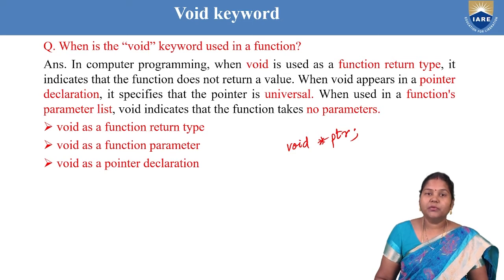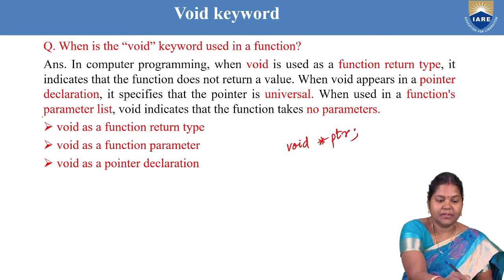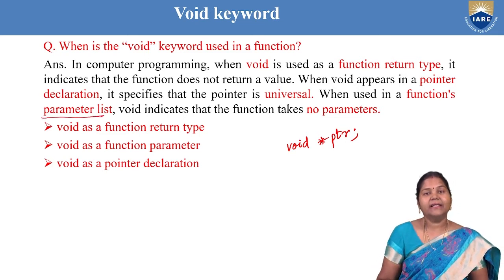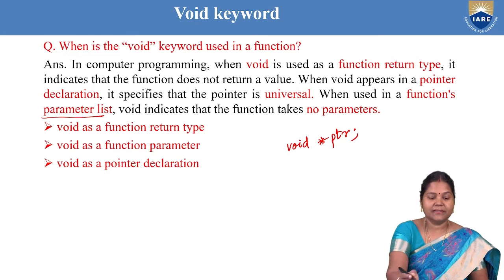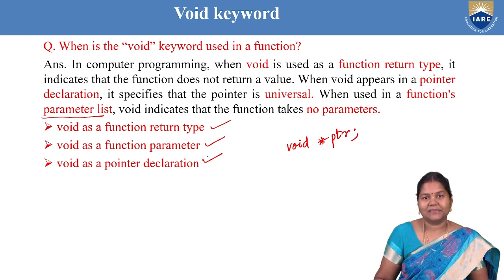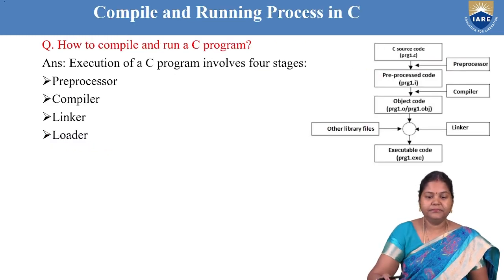Now, whenever you use the keyword void in the function's parameter list, it indicates that the function takes no parameters or arguments. So, the void keyword has different uses. Let us summarize: void can be used as a function return type, void can be used as a function parameter, and void is also used in pointer declaration. So, these are the uses of the void keyword.